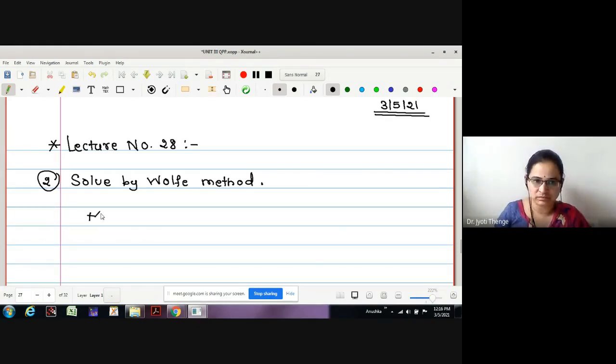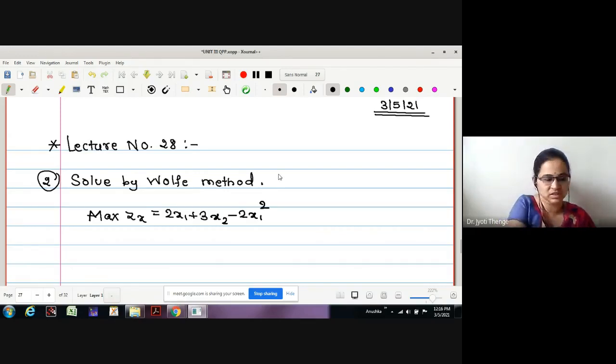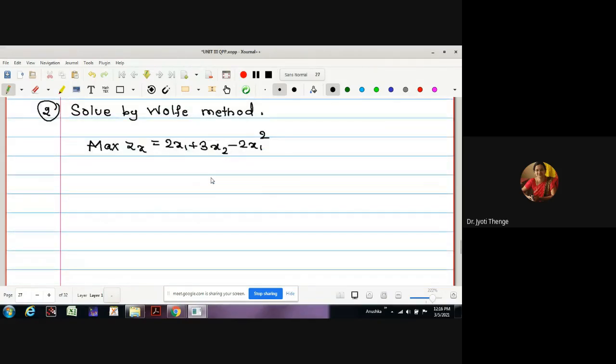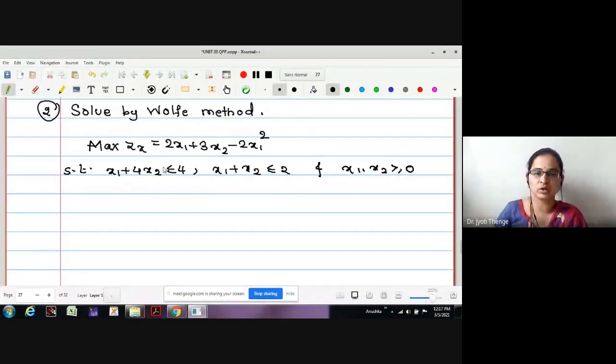The problem is: maximize z equals 2x1 plus 3x2 minus 2x1 square. But this is a very big example, actually having 5 to 6 tables. Subject to x1 plus 4x2 less than or equal to 4, x1 plus x2 less than or equal to 2, and x1, x2 greater than or equal to 0. Again, two constraints subject to two non-negativity restrictions.